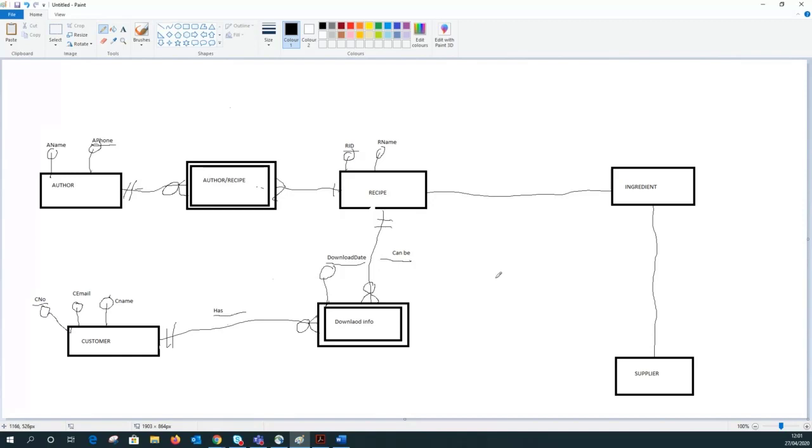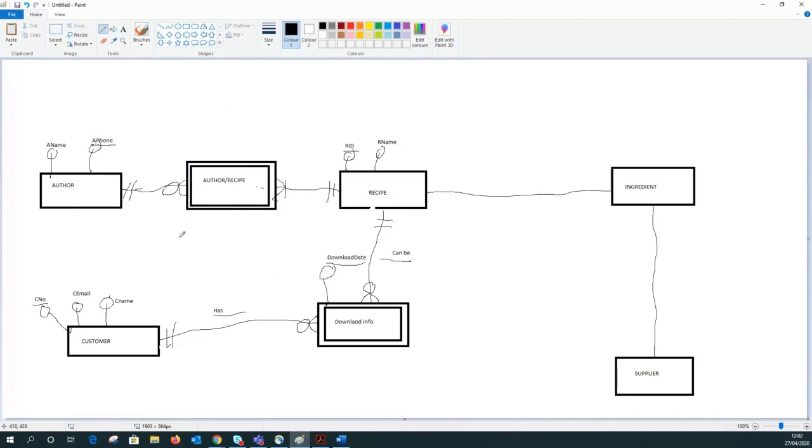So mandatory. And the other side, if I think about this relationship, one recipe, if there is a recipe, one author must be there. So one to many. But if there is author information, it must belong to one recipe. Yeah, right. So the mandatory relationship from left to right.